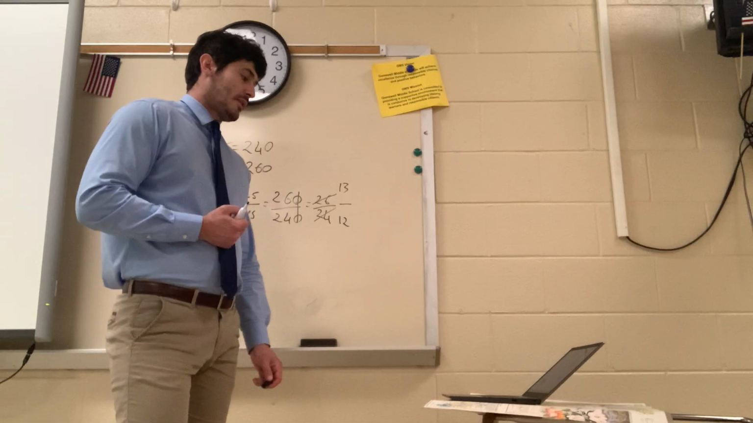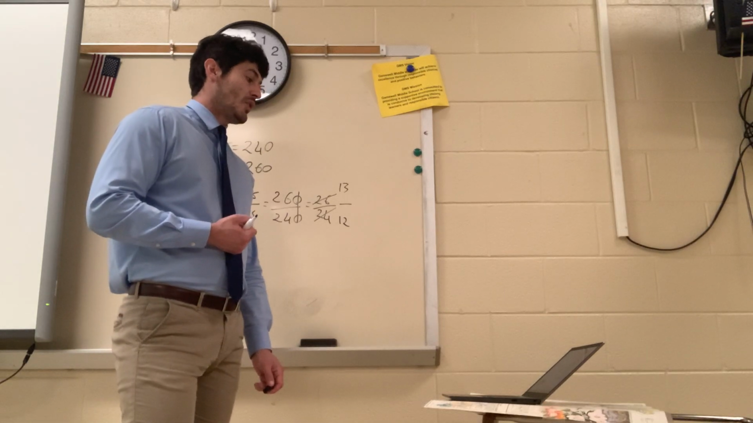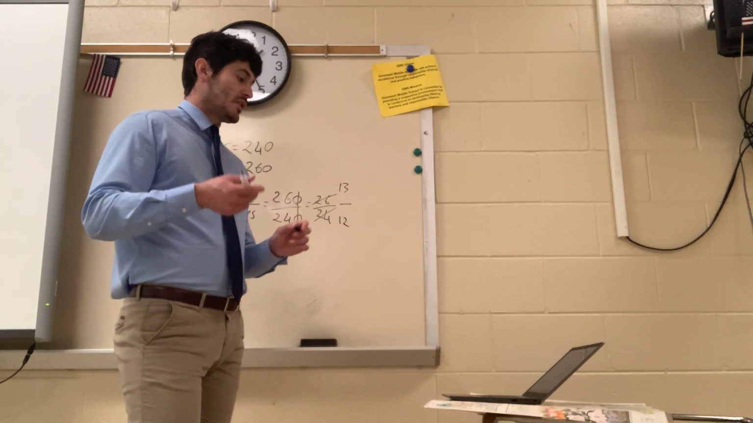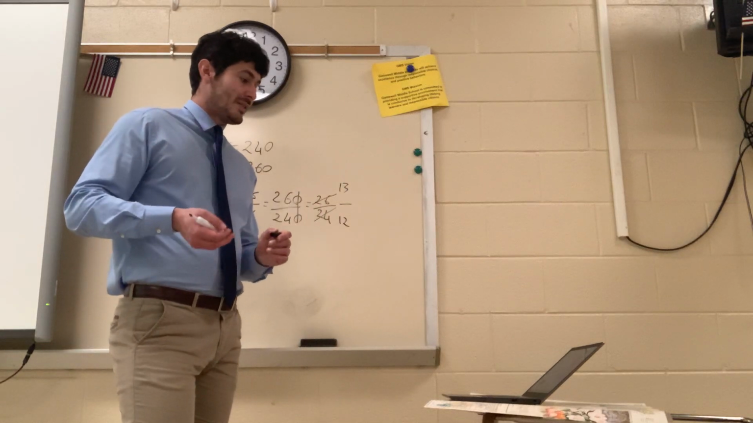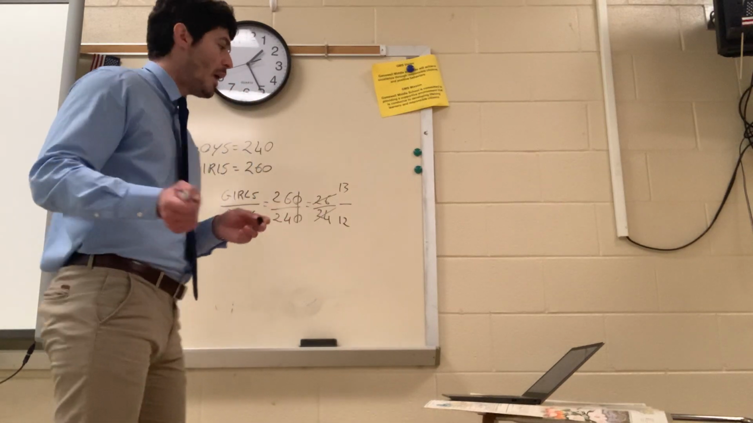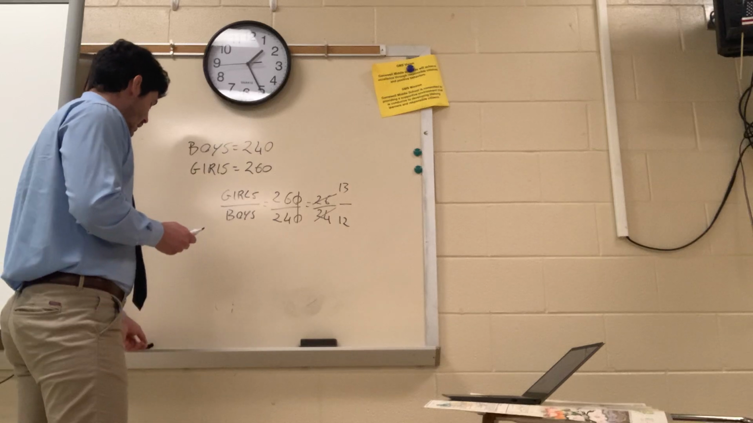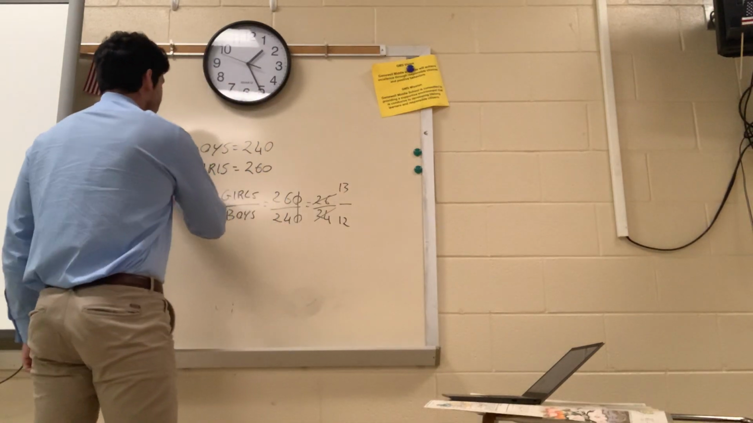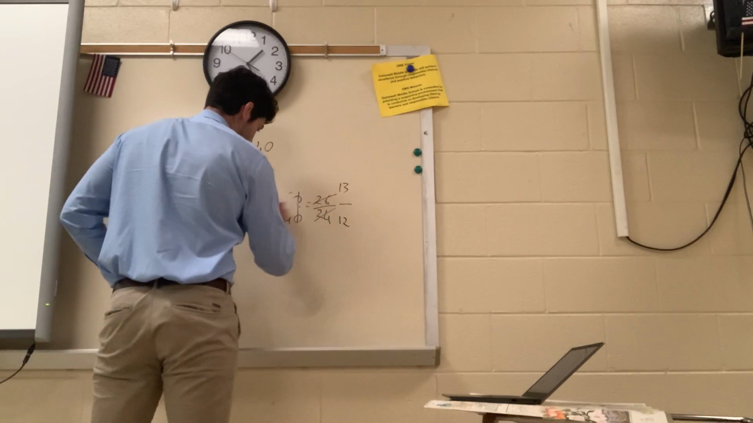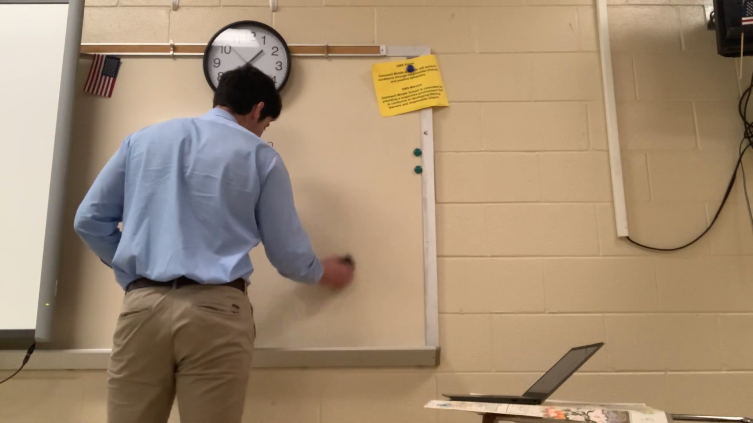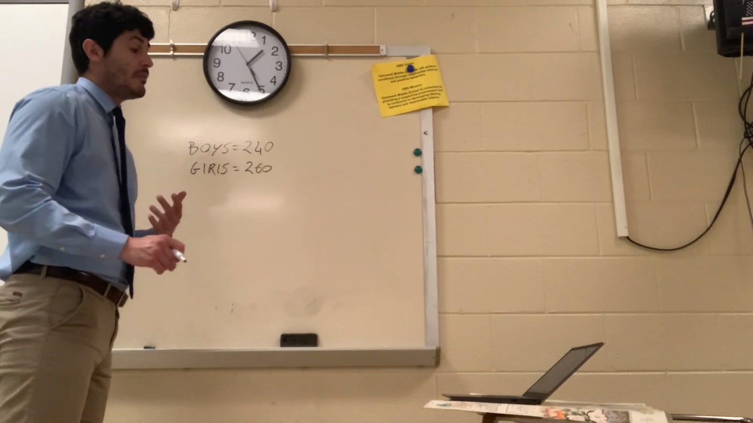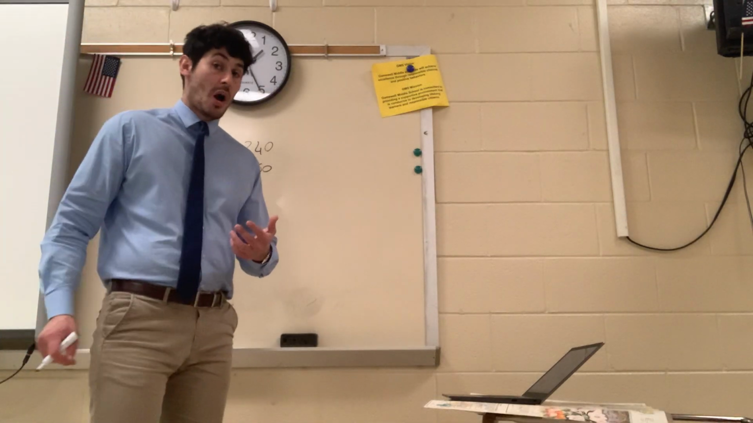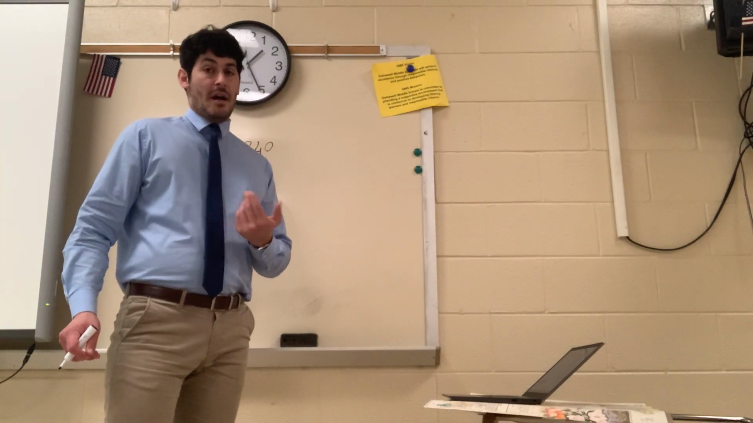The second question of the problem asks us the ratio of the number of boys to the total number of pupils in the school. So now we have to create a ratio that compares the number of boys to the total number of students in the school. Well, the problem doesn't tell me how many kids are in the school total, but I can get to that number fairly easily.